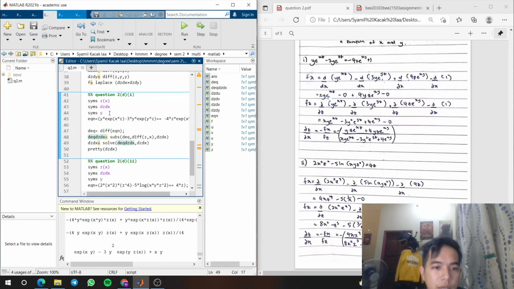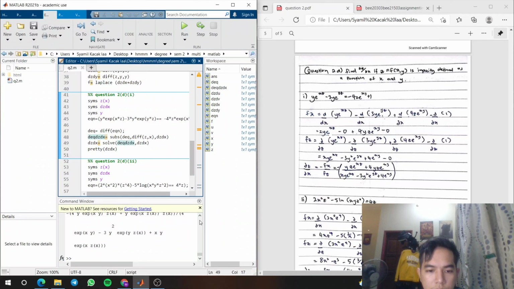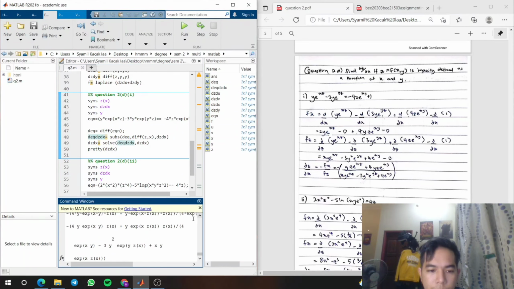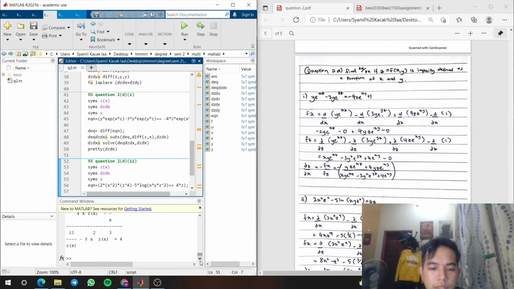This is for the simulation. First, like usual, we define the function, and then we put the equation here, and then we solve this equation, and this is to arrange the equation. If I run this, I will have the same answer here. If I run this, I also will have the same answer here.